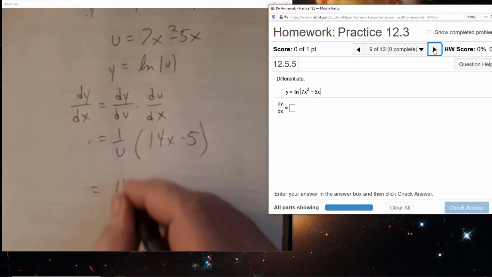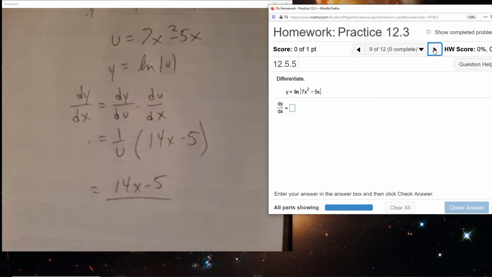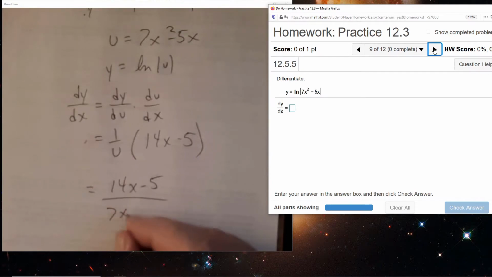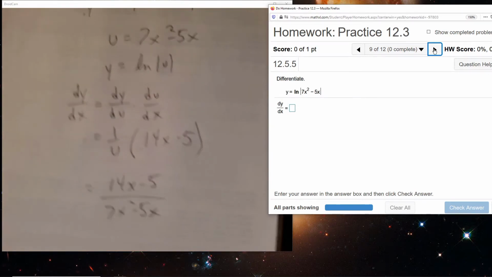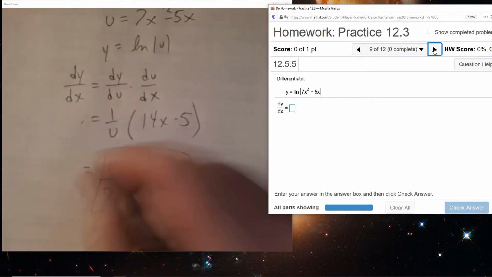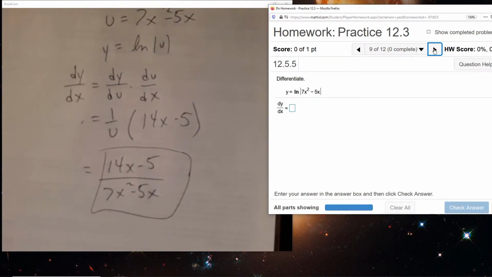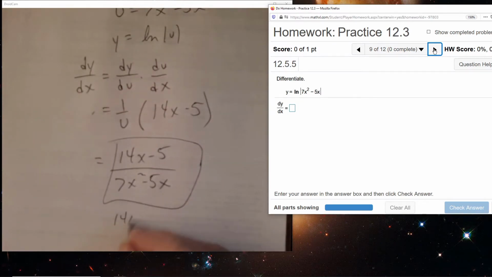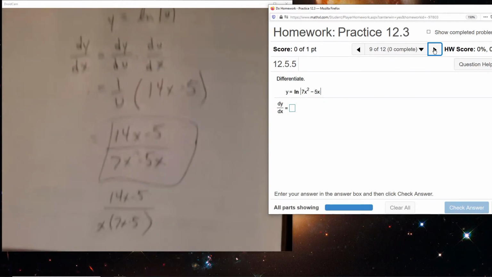And then to get our final answer, we'll plug in what u is. It's 7x squared minus 5x. And that's our answer. No more. Well, I suppose there is a greatest common factor in the denominator. We could maybe do that one last step.